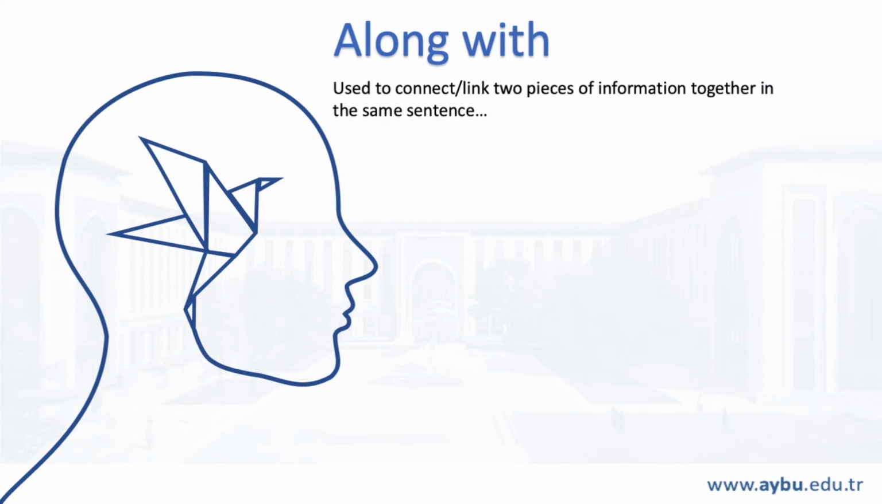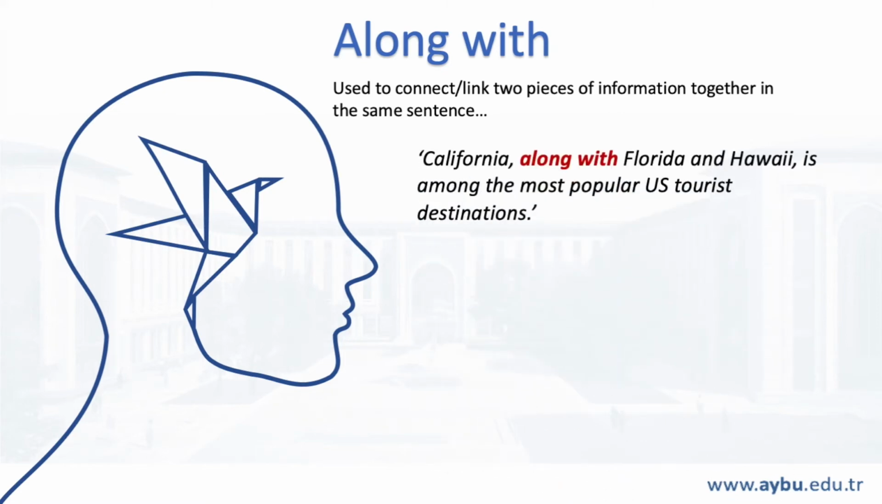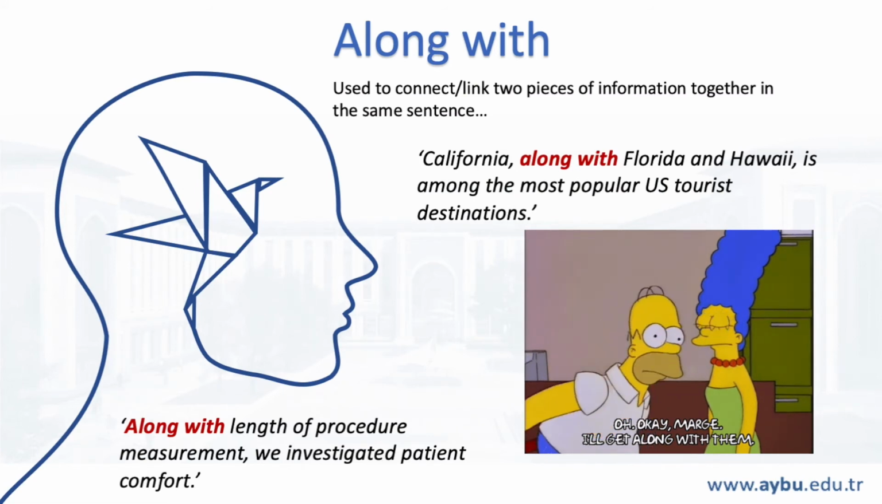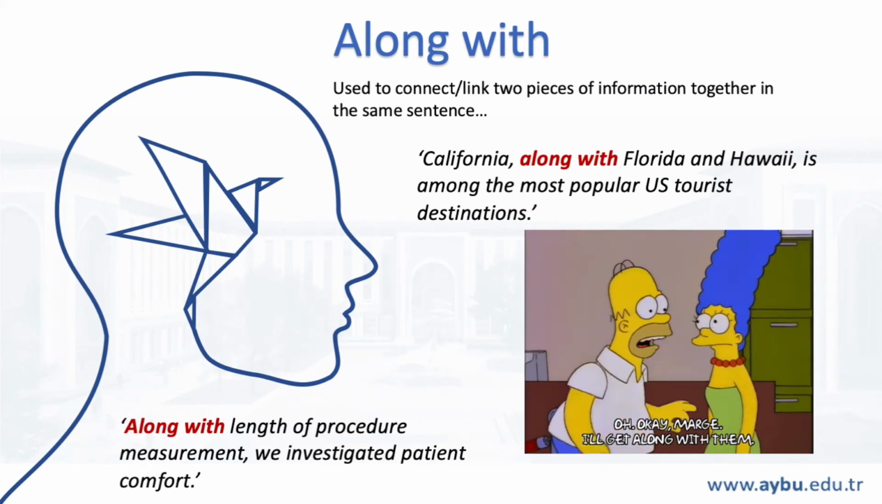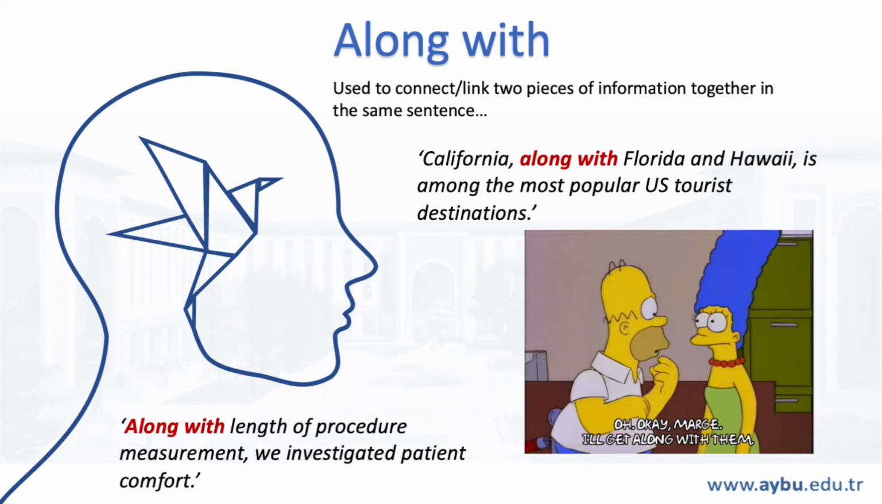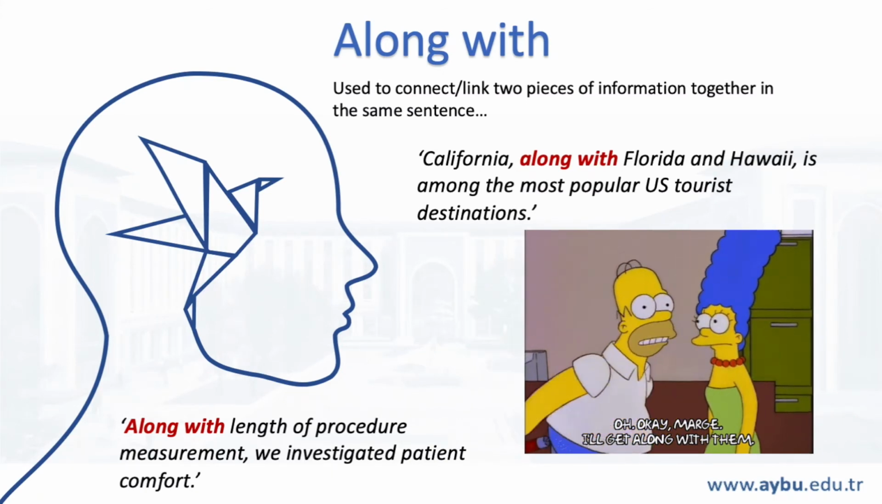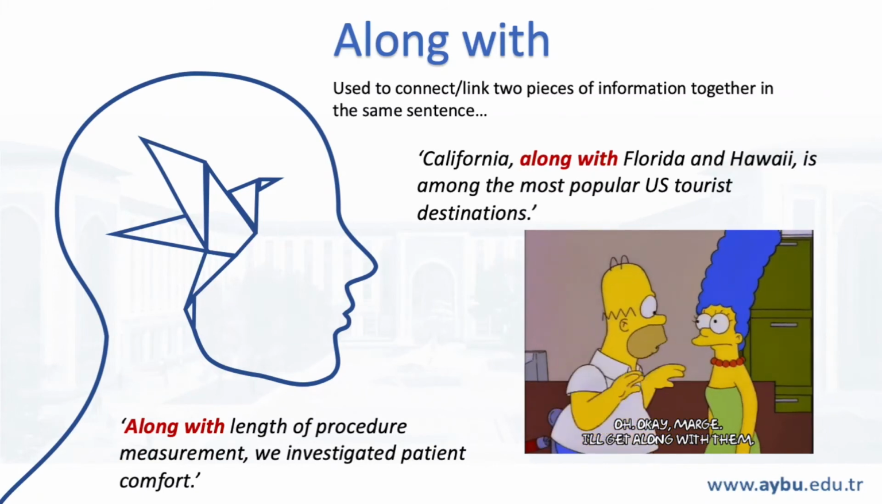This is again used to connect or link two pieces of information together in the same sentence. Look at this example. California, along with Florida and Hawaii, is among the most popular US tourist destinations. Or, along with length of procedure measurements, we investigated patient comfort.